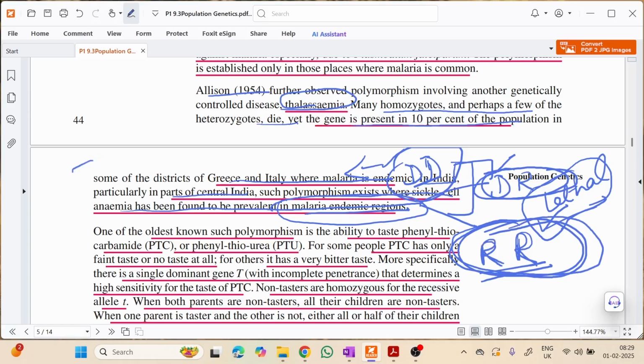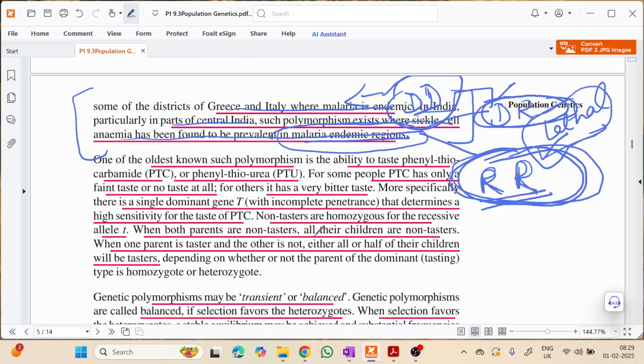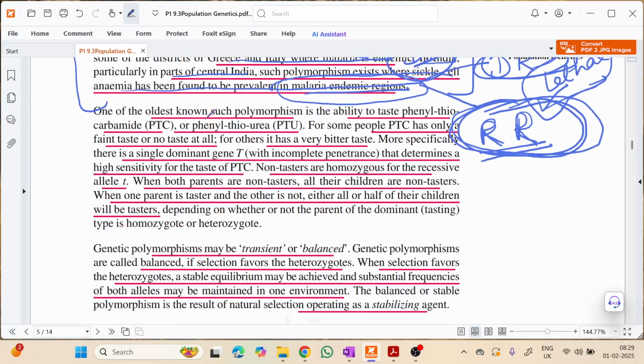Anyway, एक ही चीज़ बार बार आ रही है, आप overall तो इसका समझ ही गए. Then one of the oldest known such polymorphisms is the ability to taste phenylthiocarbamide, which is PTC, or phenylthiourea.